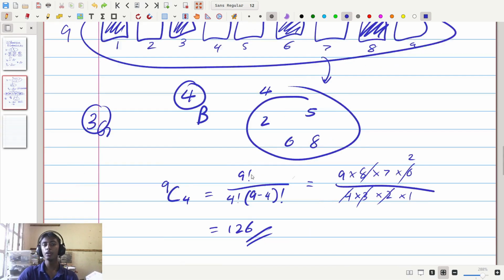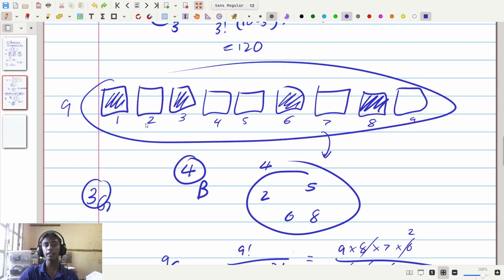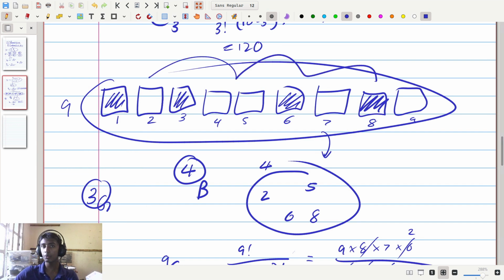So therefore, for each of these 126 combinations that we have for the boys' seatings, we have to find how many combinations there will be for the girls' seatings. So in each of these we have 5 elements, and in each of those 5 elements we are taking 3 elements and making subsets.